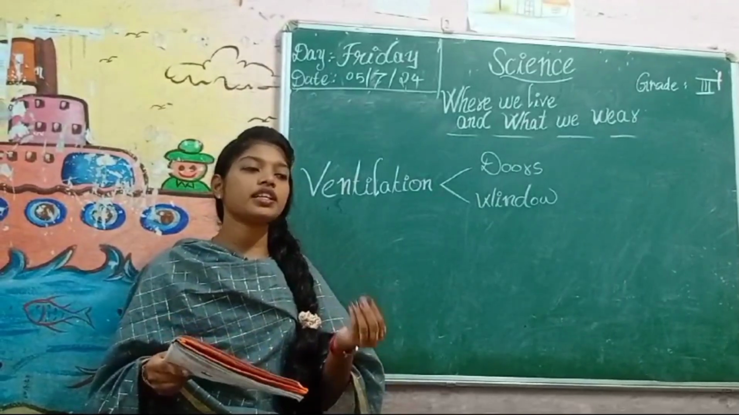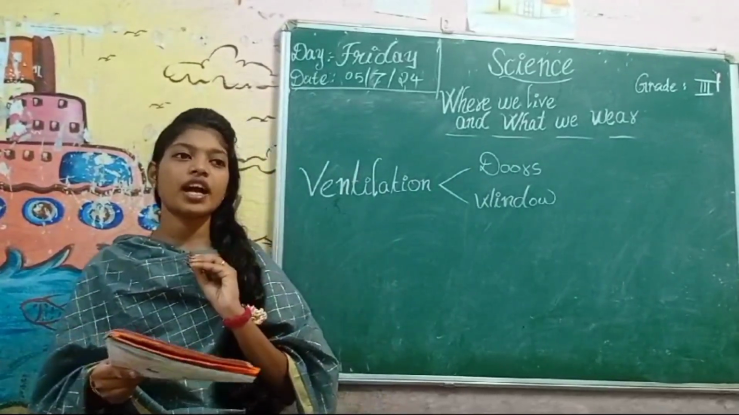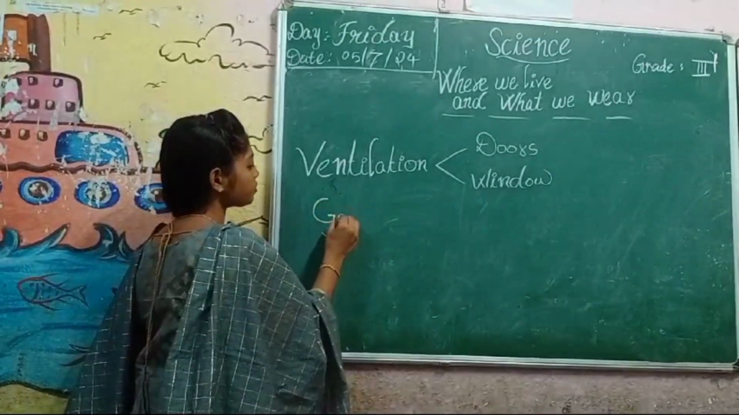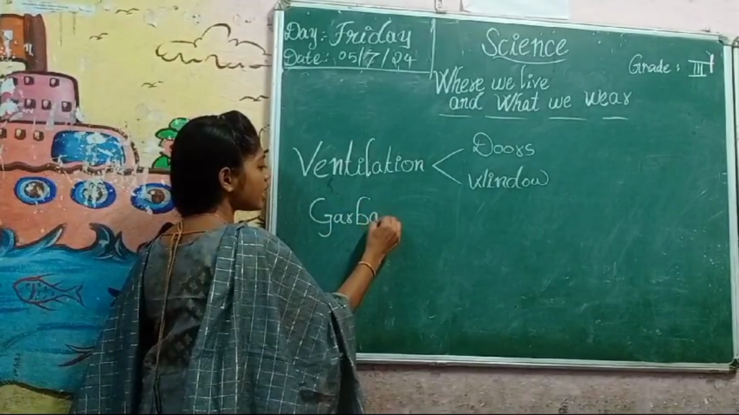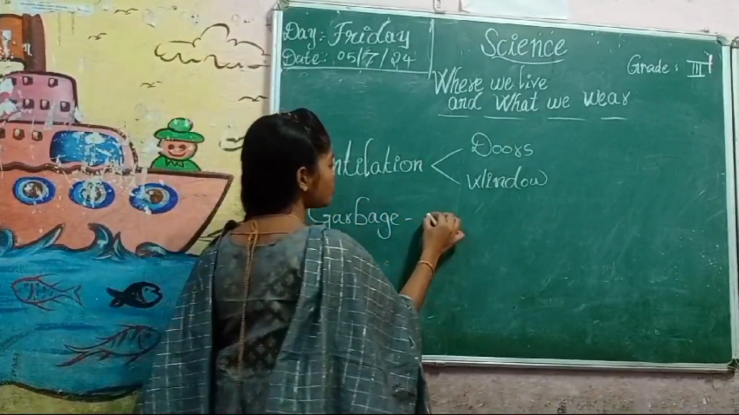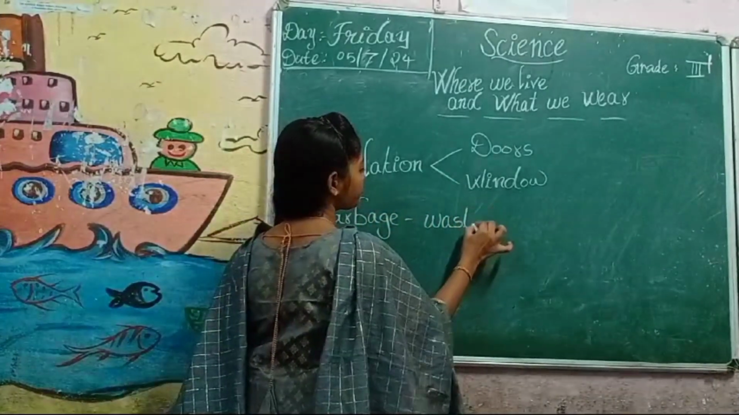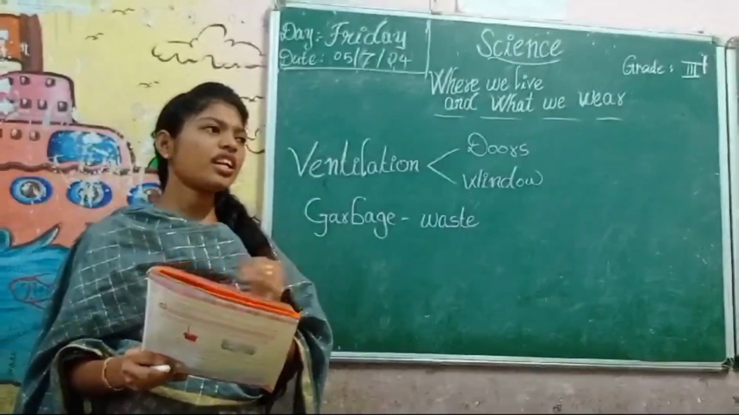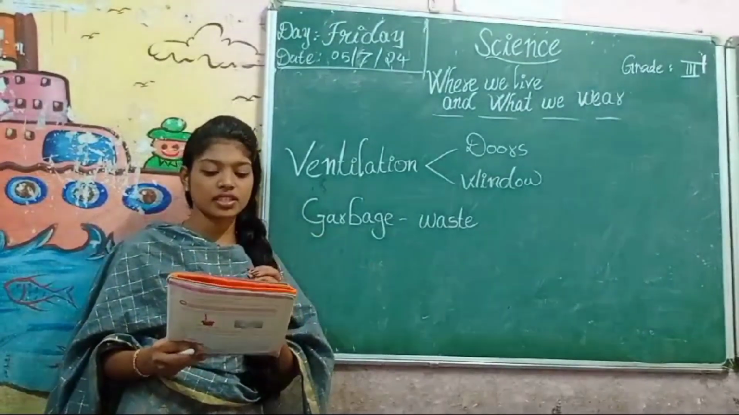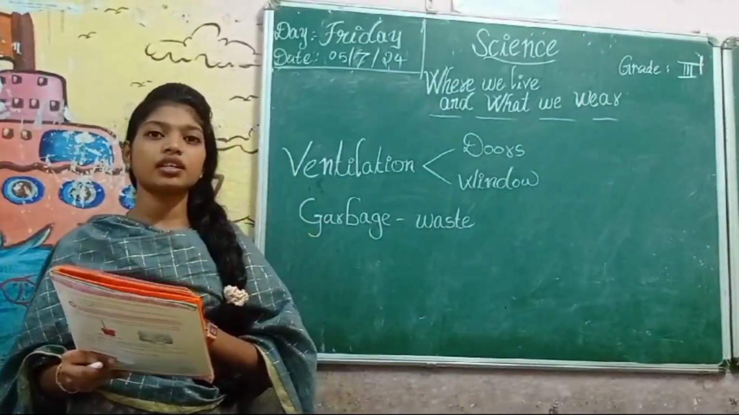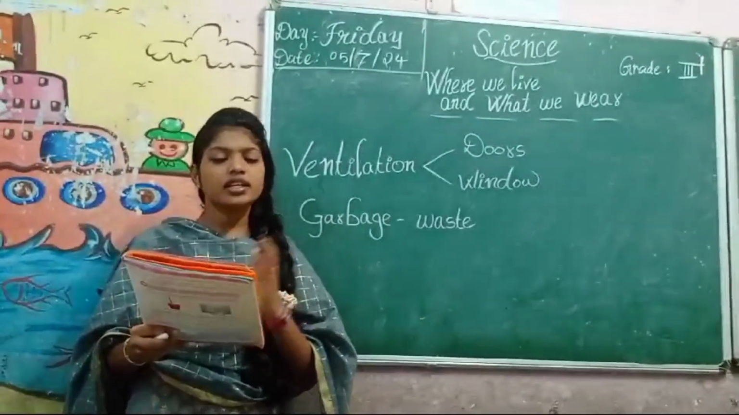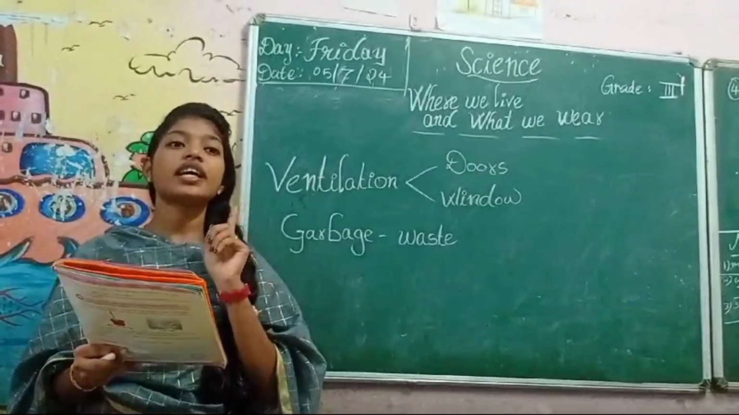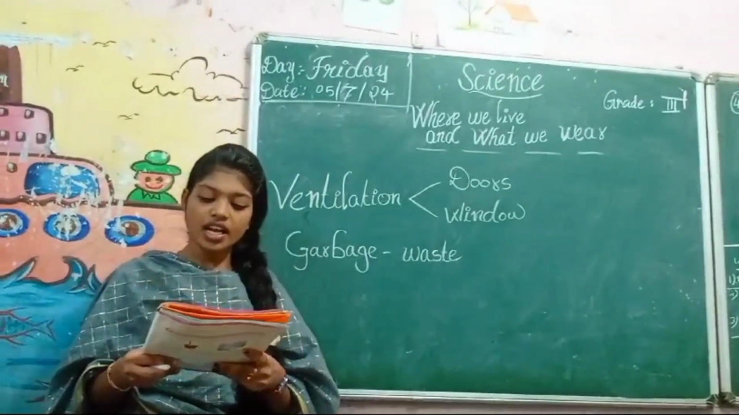In our home, anywhere, we have a little bit of garbage. Garbage means waste. G-A-R-B-A-G-E. Garbage means waste. In any situation, you already have some little bit of garbage or waste. Okay, where do you put that or where do you throw that? Dustbin. But what is the condition of the dustbin? It is a covered dustbin.